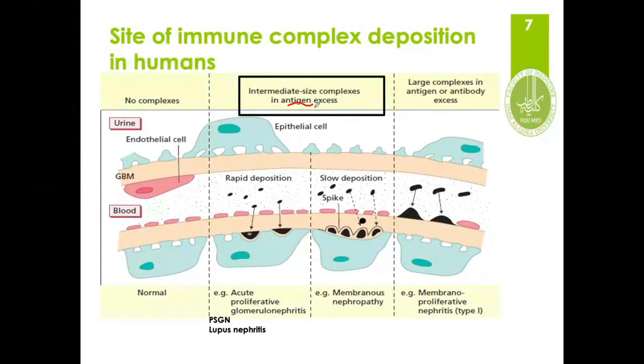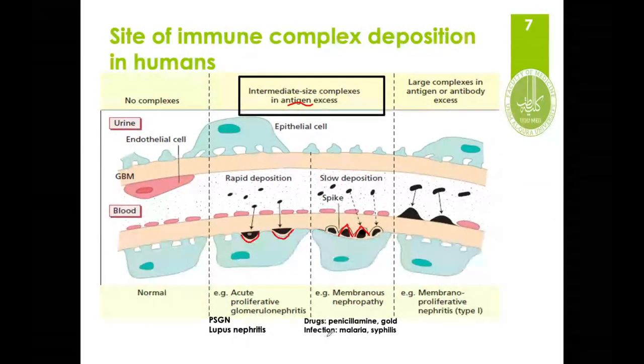But if the size becomes slightly bigger, then what will happen? The immune complexes are going to cross slightly more slowly, and you can see the change in the deposition. Here you see the humps. These are humps which are seen in the subepithelial region. But in this case, the direction is opposite. Now they are turned into spikes. So the slightly bigger complexes deposit slowly, and then they create a different morphology. They create the spikes. An example of this is membranous nephropathy, which can be caused by drugs like penicillamine or gold salts, or by infections like malaria and syphilis.